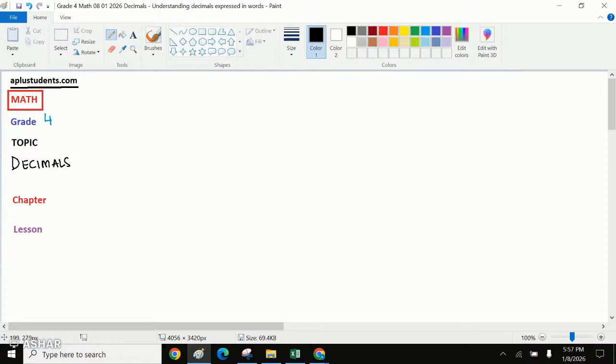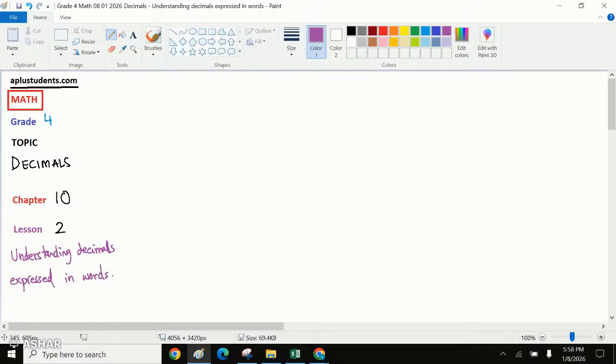So the topic is decimals, and let's look at the chapter number. The chapter number is 10, and the lesson number for today is 2. So we would be doing chapter 10, lesson number 2, and the name of the lesson is Understanding Decimals Expressed in Words, okay?